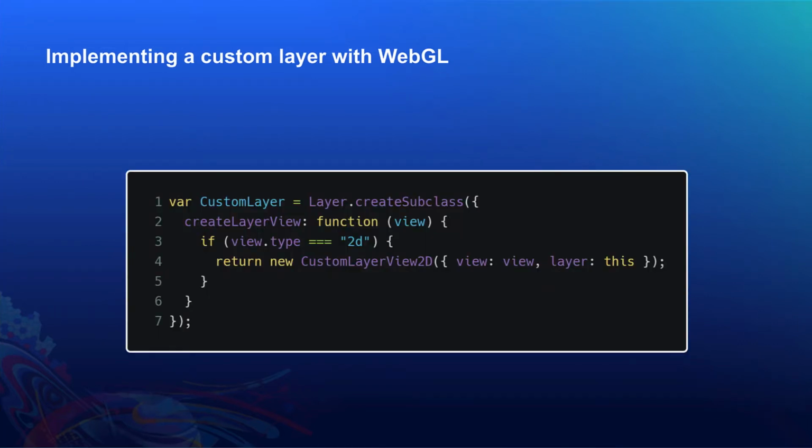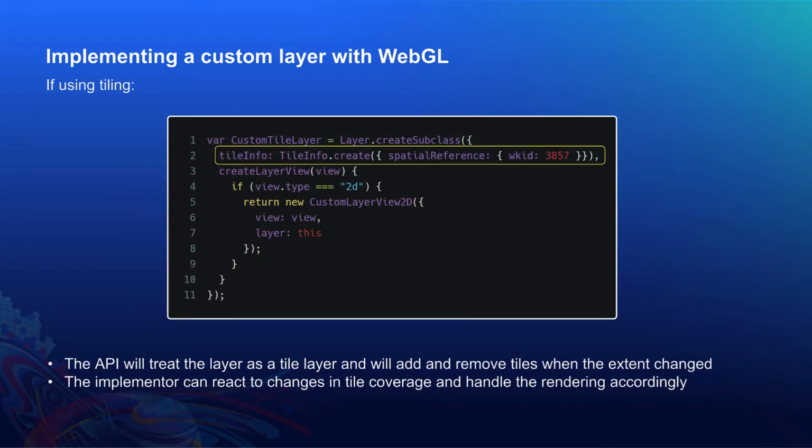This is an example of subclassing Layer. At the very least, the developer needs to implement createLayerView, which must return an instance of the subclassed BaseLayerViewGL2D. This is also where additional properties and methods can be added to the subclassed layer. In order to opt into tiling, simply define a tileInfo property. The API will maintain for you a list of coverage tiles that are required to cover the current extent. The subclassed BaseLayerViewGL2D instance will receive a tilesChanged event every time that the coverage changes.